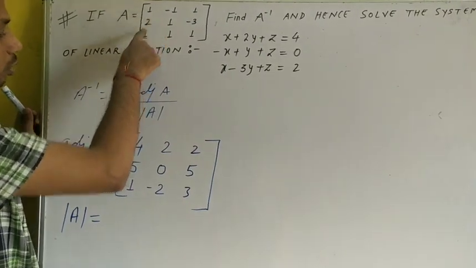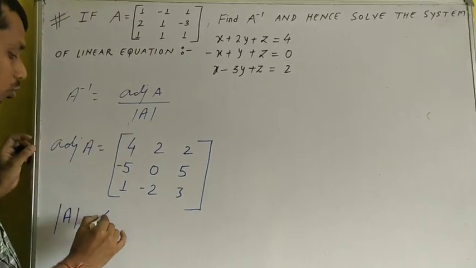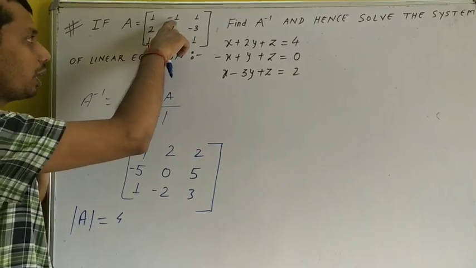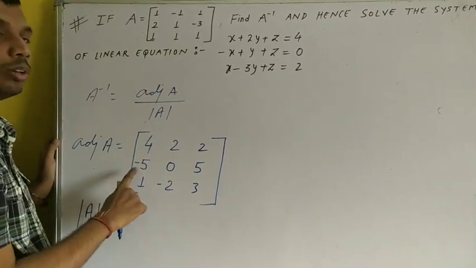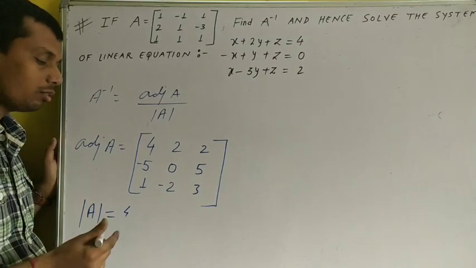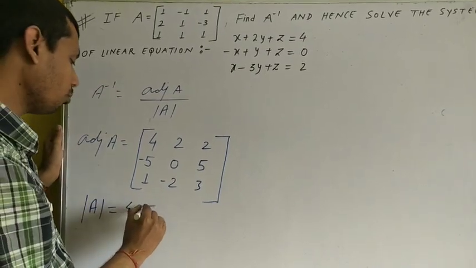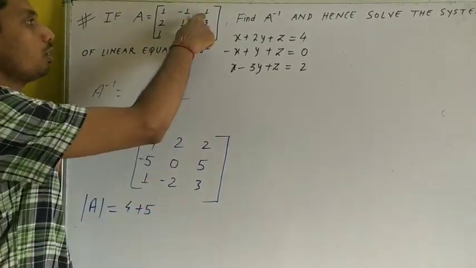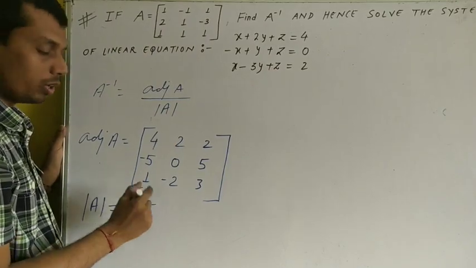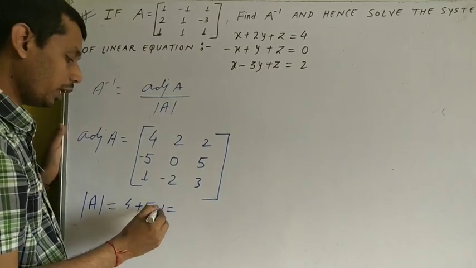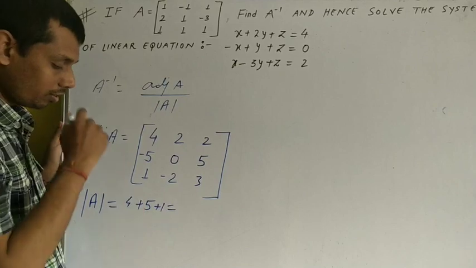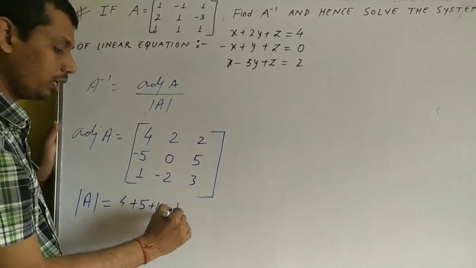So cofactor of 1 is what? 4. 1 into 4 is equal to 4. Cofactor of minus 1 is minus 5. So minus 1 into minus 5 is equal to plus 5. Now cofactor of 1 is 1. So 1 into 1 is equal to 1. If we simplify this, 5 plus 4, 9 plus 1, 10 is coming.